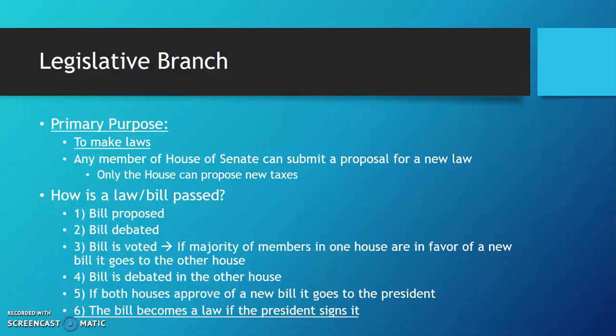So I'll go through that process one more time. The bill is going to be proposed. It's then going to be debated in the House of Representatives. It's voted on in the House of Representatives. If it passes in the House, then it goes to the Senate, and then it is debated in the Senate. If it then passes in the Senate, it goes to the President, in which the President has to sign it for it to become a law.